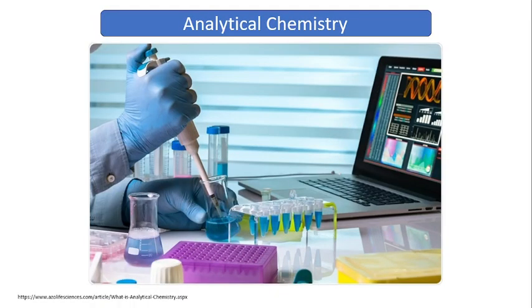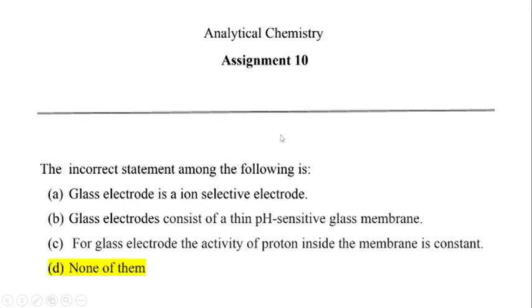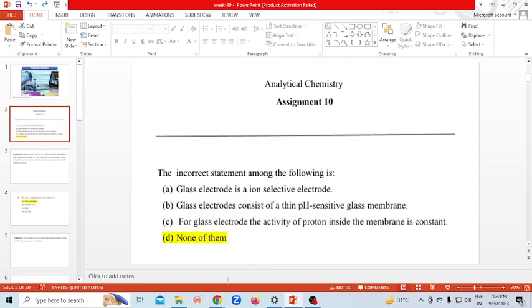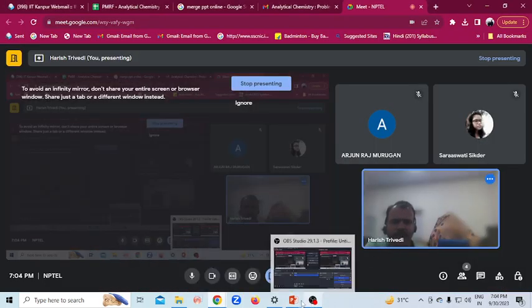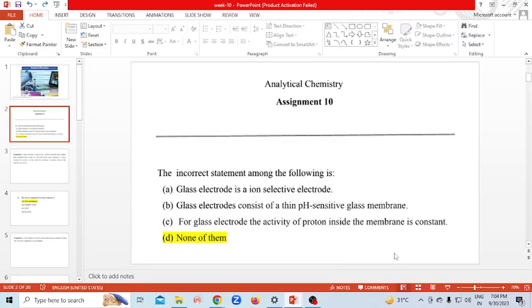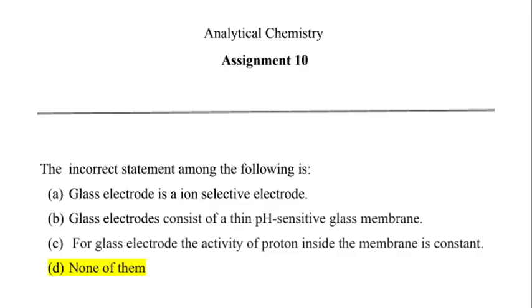Okay, so this is assignment number 10 of a previous semester, which was completed before. First, question number 1: the incorrect statement among the following is. So we need to find the incorrect statement. First is, glass electrode is an ion selective electrode.